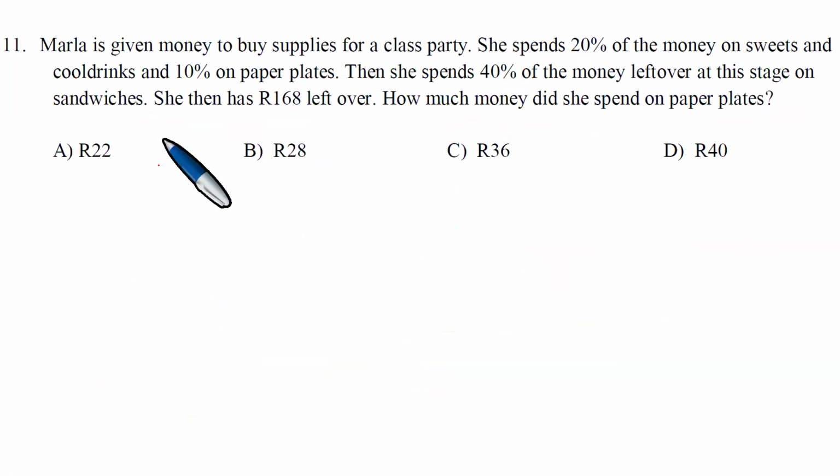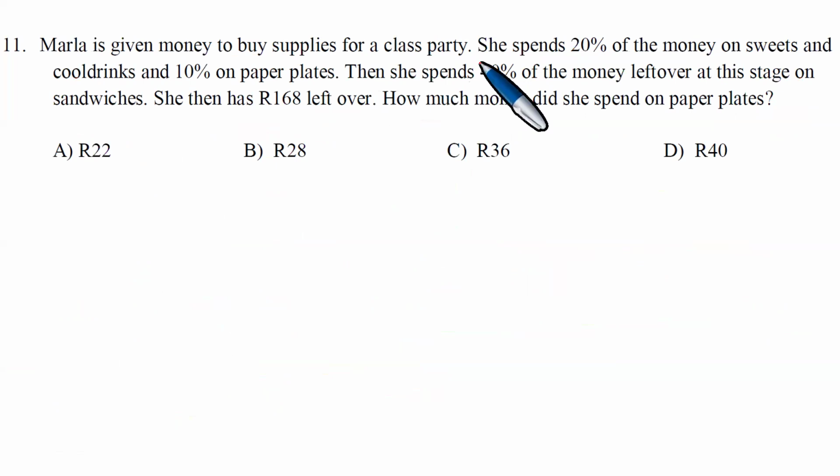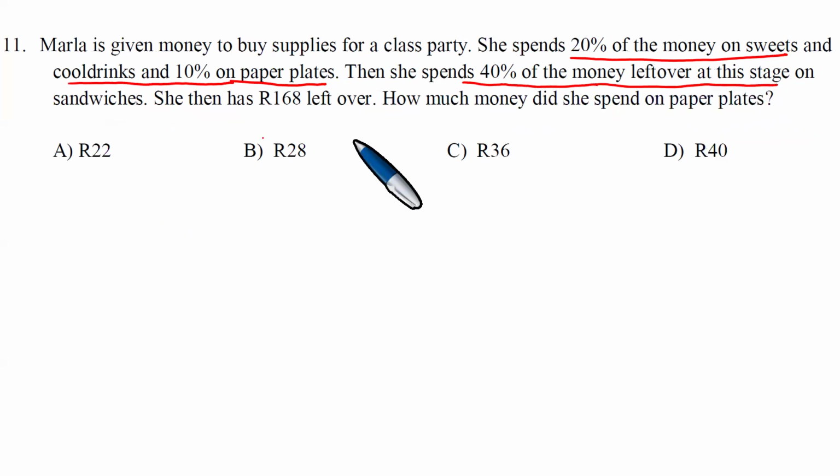Let's look at Mala. Mala is given money to buy supplies for a class party. She spends 20% of the money on sweets and cool drinks and 10% on paper plates. Then she spends 40% of the money left over at this stage on sandwiches. She buys some sandwiches and then she eats these sandwiches.